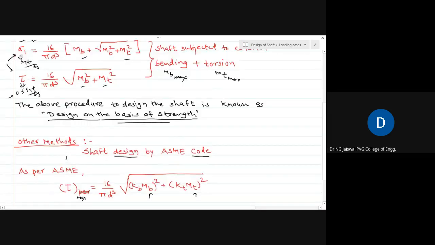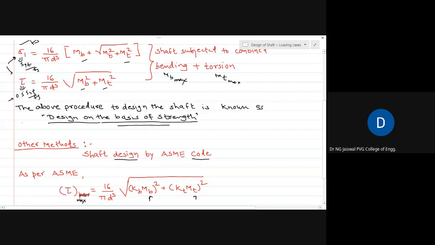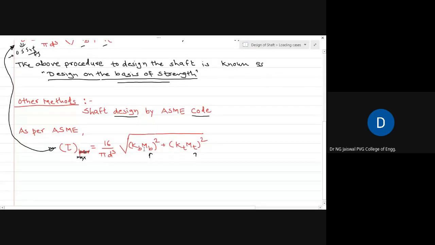Now, if you see this equation given by ASME and the equation for tau which you derived yesterday, they are almost similar, except that Kb and Kt are involved here. Now, what are Kb and Kt? Kb and Kt are called the combined shock and fatigue factors.